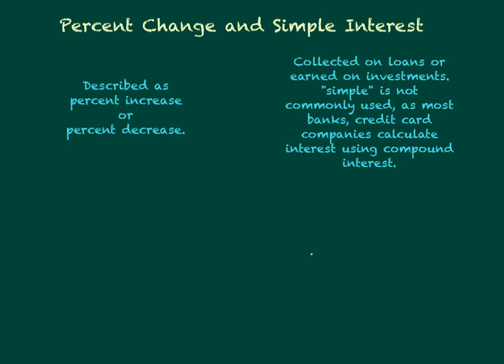As you can see, simple interest is described as a percent of increase or a percent of decrease. And simple interest is considered to be something that is collected on loans or earned on investments. And simple is not commonly used in the sense of simple interest, as most banks and credit card companies calculate interest using compound interest, but you don't need to worry about what that kind of means at the moment.